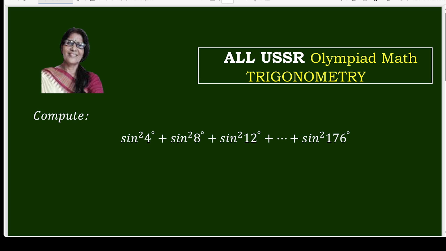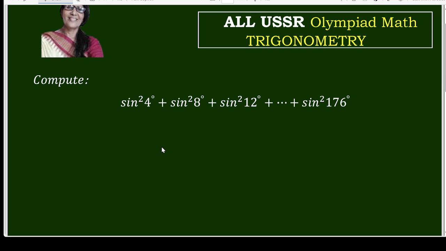Today I have taken a very interesting question. It is an Olympiad maths question from the USSR. The question is: compute the sum of sine square 4 degree plus sine square 8 degree plus sine square 12 degree plus up to sine square 176 degree. So this is a big series and we have to find the sum, and it is sine square, not the sine linear function.